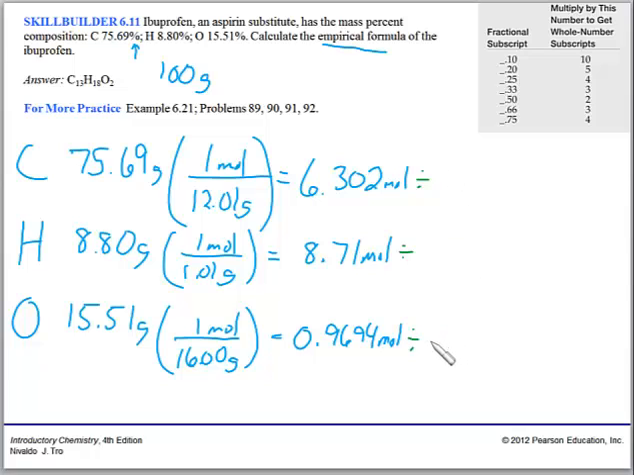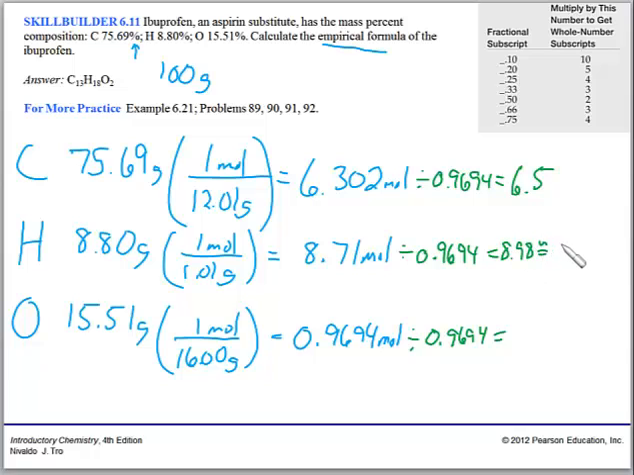Anyway, I'm trying to put it all to whole numbers, and the way I do that is I divide by the lowest number, smallest number here, in this case the 0.9694. I'm going to drop the unit here just for convenience, and plus I'm running out of room here. And then I sweep through the math, and what I find is 6.5. I can't have a half an atom of carbon, so we've got to deal with that. This one comes in at 8.98. That is close enough to 9. All right, that's going to be 1.